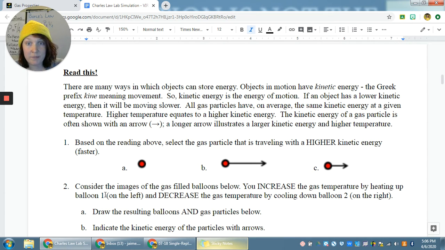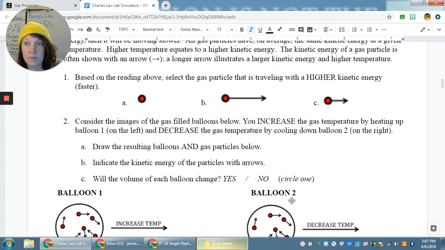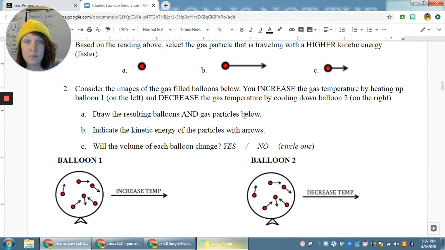Question number 1. Based on the reading above, select the gas particle that is traveling with a higher kinetic energy, or faster. So again, you're just referring back to this reading. It says here that arrows with a longer arrow have a larger kinetic energy. So hopefully we can make that connection between question 1 and that last sentence.